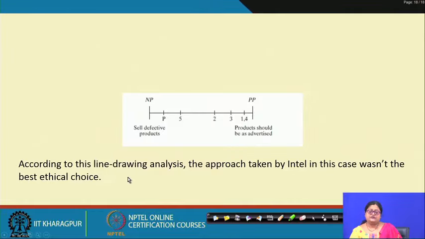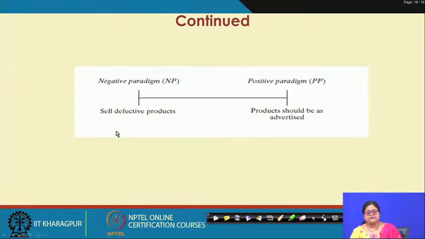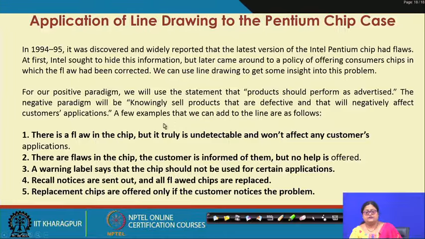According to this line drawing, the approach taken by Intel wasn't the best of the ethical choices, because what we find over here is: first, Intel sought to hide this information, which is more on the negative paradigm, but later came around to a policy of offering consumers chips in which the flaw had been corrected.